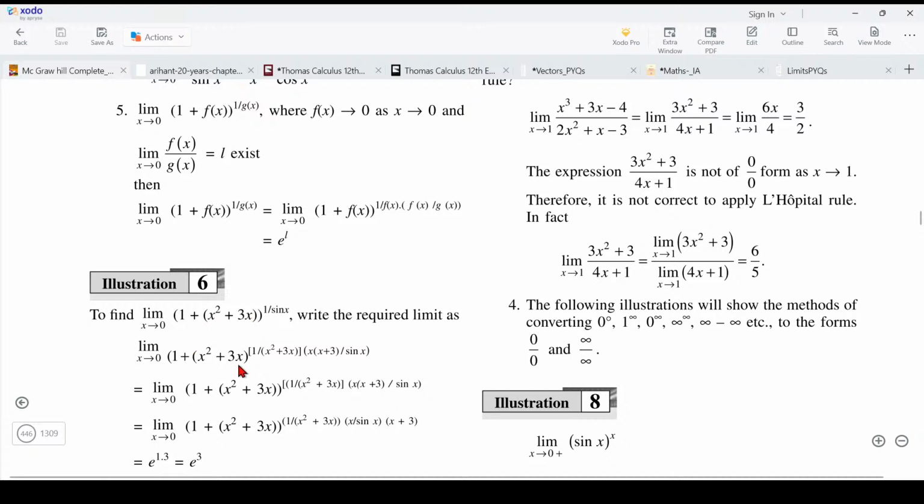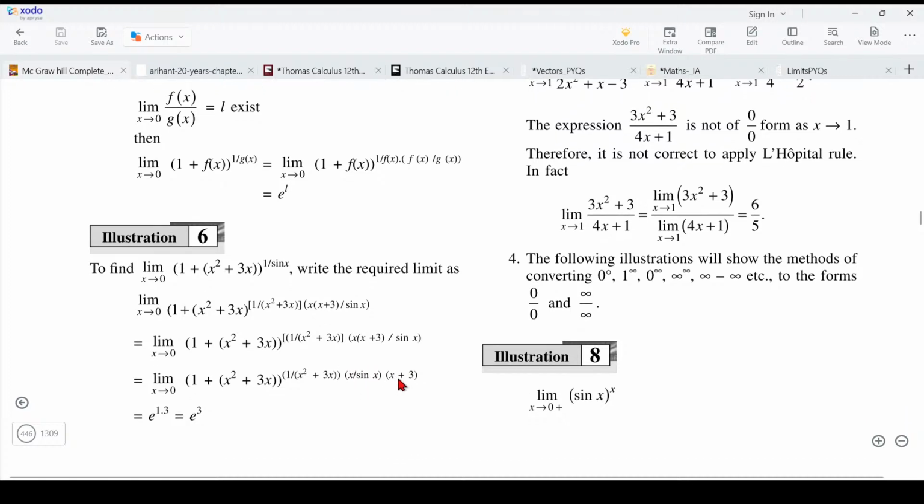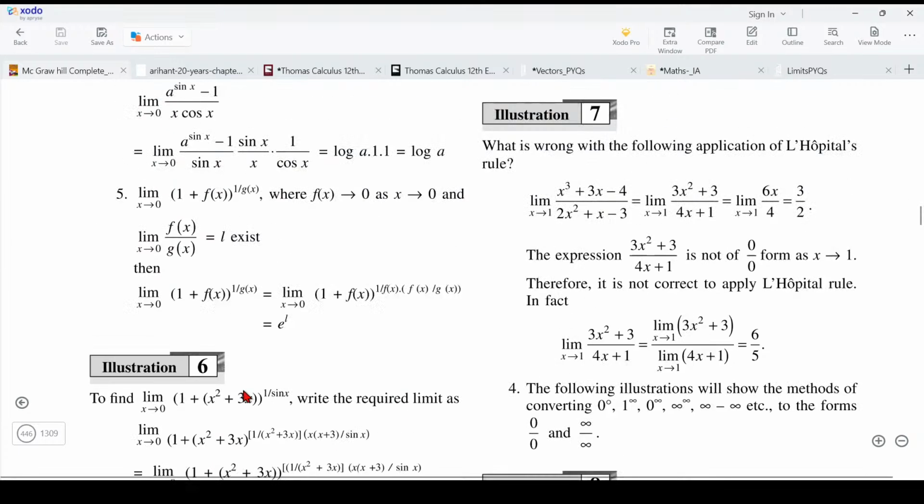Right? Okay, so what we are doing: 1 by (x square plus 3x), and then we have this 1 by sin x, right? We are multiplying with x square plus 3x, both numerator and denominator. Then this entire part will become e. Then we should worry about this one, x into (x plus 3) by sin x. Again, x by sin x will become 1. We'll be left with only x plus 3. So this becomes e power, this is 1, this is 1, and this is 3.